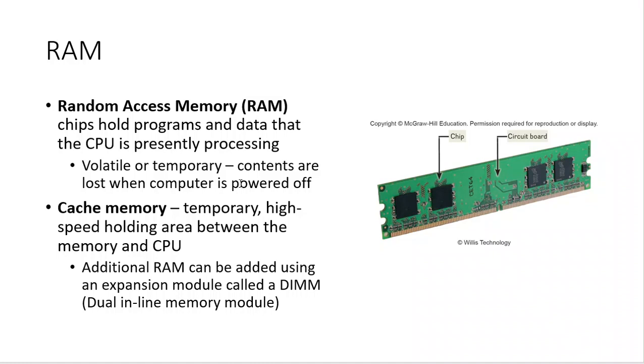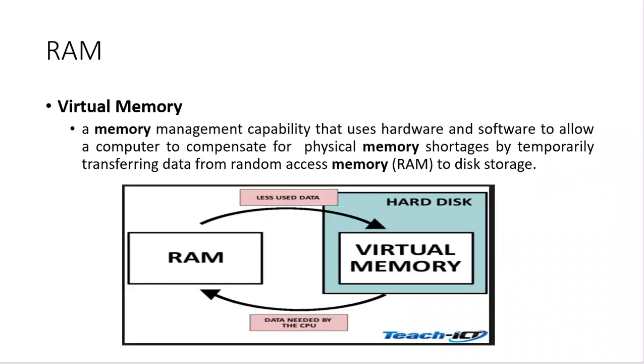So additional RAM can be added using an expansion module called DIMM, Dual Inline Memory Module. Okay, next is virtual memory. Tadi kita sebut RAM, cache memory dengan virtual memory ni adalah volatile. So, what is virtual memory? Virtual memory is a memory management capability that uses hardware and software to allow a computer to compensate for physical memory shortage by temporarily transferring data from random access memory, RAM, to disk storage.